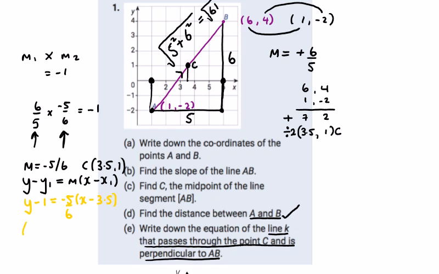Multiplying both sides by 6, we get 6y minus 6. This 6 will cancel with the 6 that will be up here. So we're going to get equals -5x plus 17.5. They don't ask for the equation in any format, but we leave it as 6y equals -5x. We'll end up with plus 23.5.